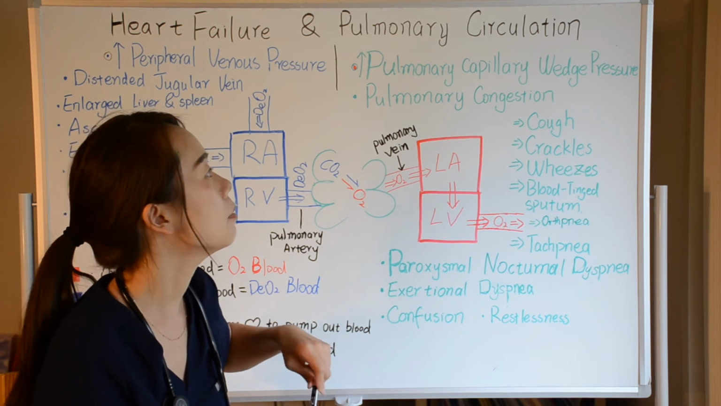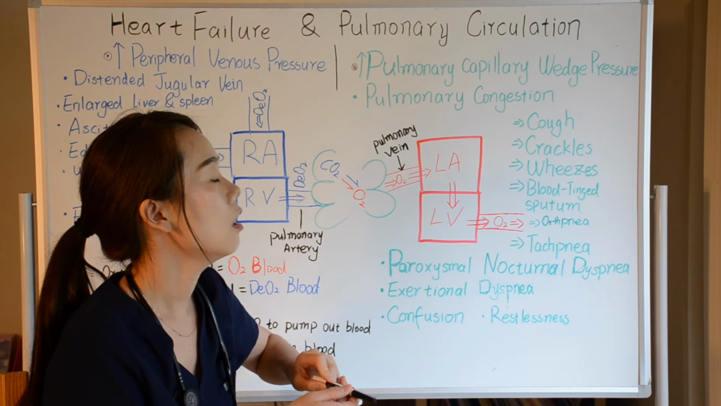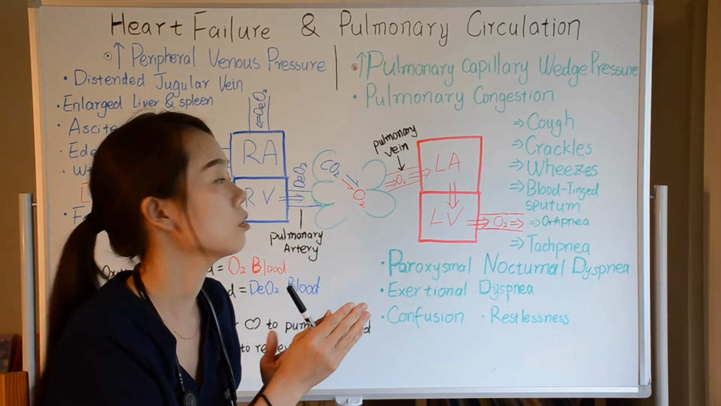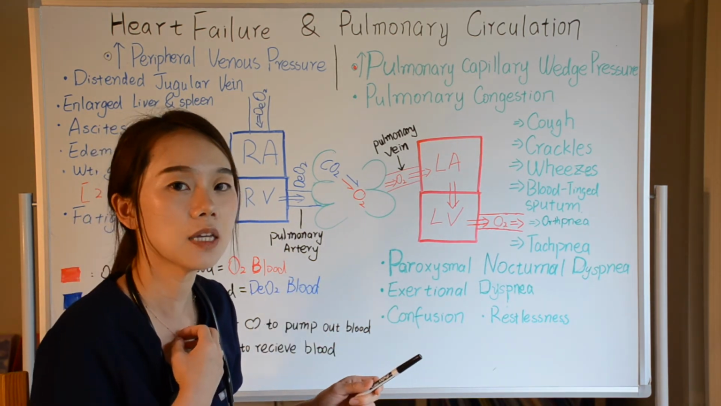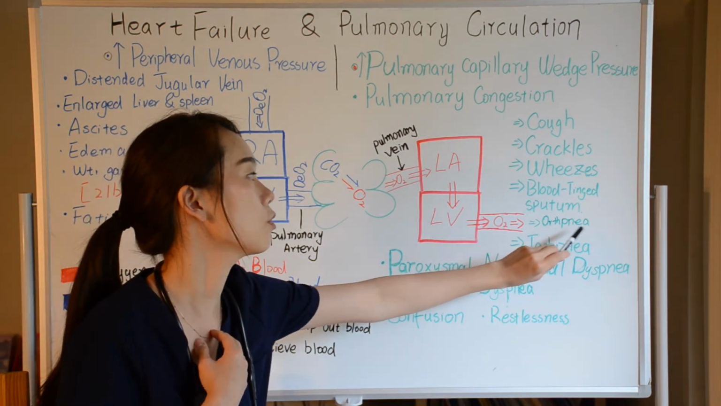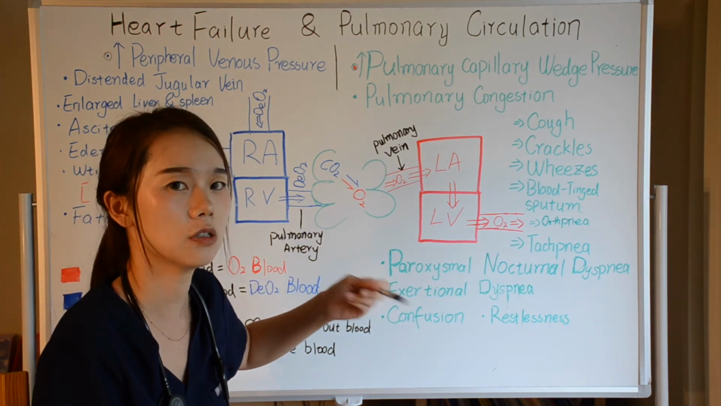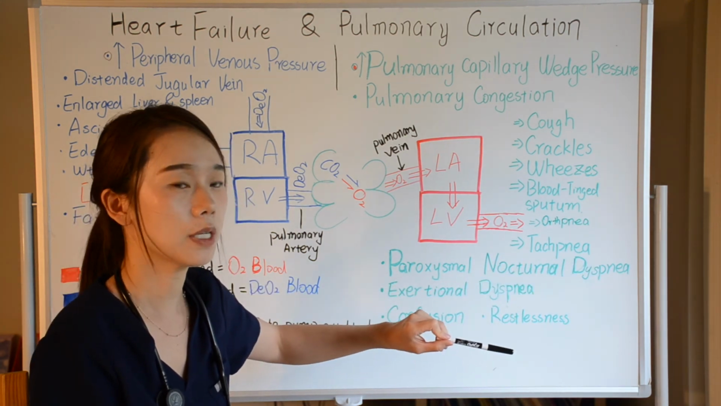And because the pressure in your lung is so high, when you lie down, all that blood pushes more into your lung, so your lung is more congested. So you will have dyspnea when you lie down. This is called orthopnea. And if you want to catch more oxygen, catch more breath, you will have tachypnea. You want to breathe more quickly.